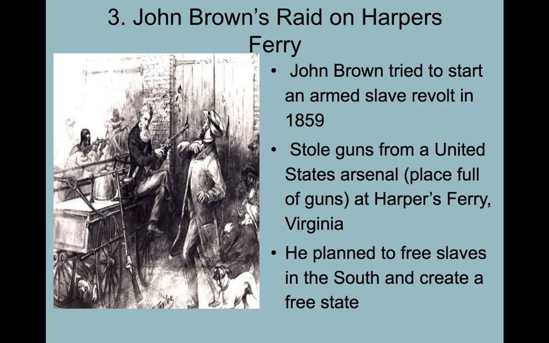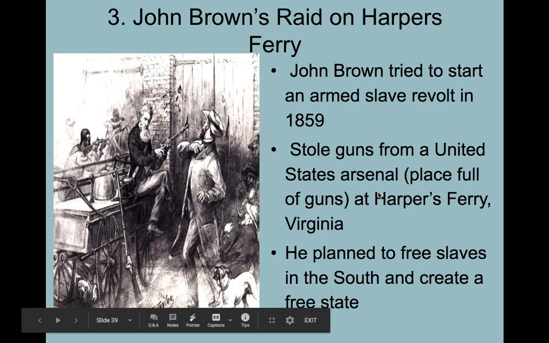So his objective is to start a slave revolt. He did that by stealing guns at Harper's Ferry, Virginia, and he's going to use those to create an uprising and create a free state.